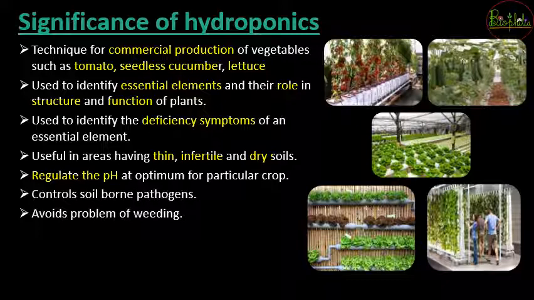Second last significance is it is controlling the soil borne pathogens. Now hydroponics एक ऐसा system है जहाँ पे you don't have soil, that is a soil free culture. So if there is no soil, there are no soil borne pathogens. So very important point to be noted, that is soil borne pathogens नहीं है. So because of that the plants do not get affected and lot amount of losses have been decreased because of this technique.